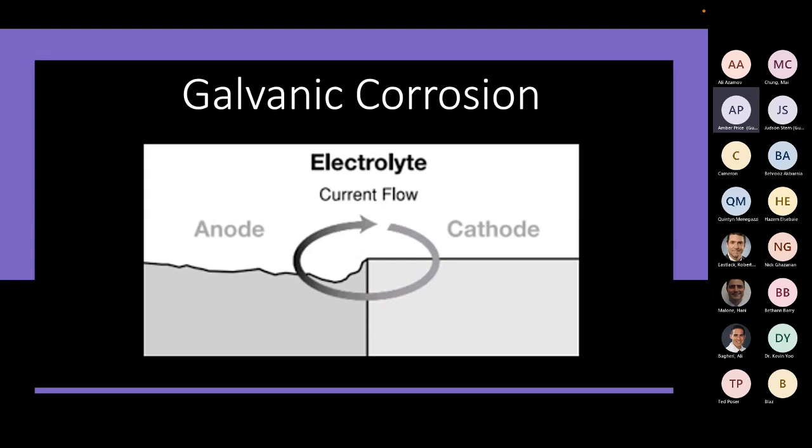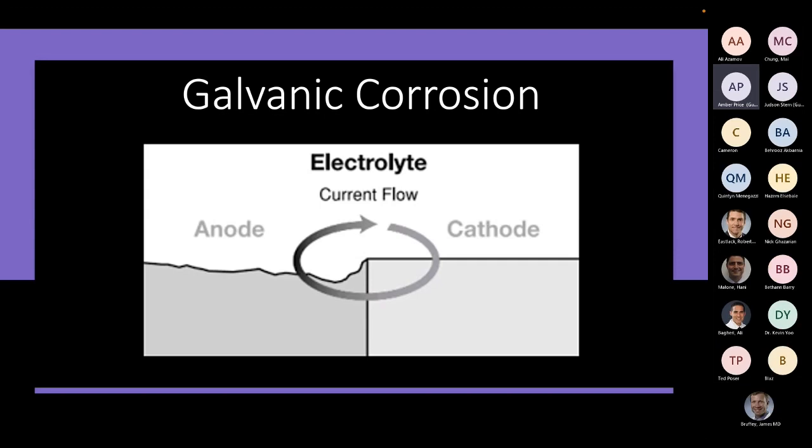And basically the idea of galvanic corrosion is you use two dissimilar metals, and this forms a battery. So there is an electrode and a cathode, and you get a current flow, and this causes galvanic corrosion between the two metals.